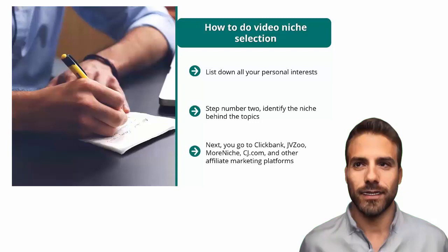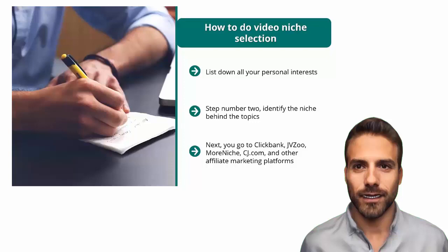Next, you go to ClickBank, JVZoo, More Niche, CJ.com, and other affiliate marketing platforms. Look for those categories. Are there lots of offers for those categories? This is very important because you don't want to create tons of video targeting a niche that has very few products in it or the affiliate offers don't really pay all that well.